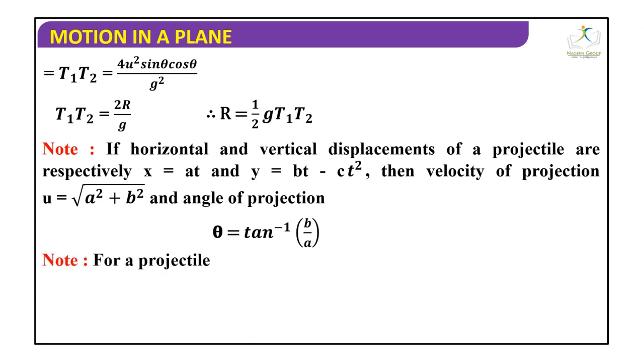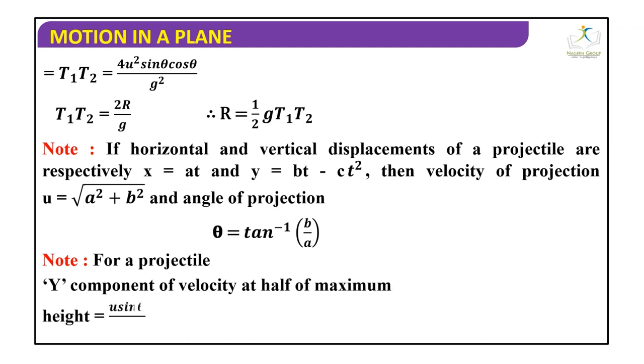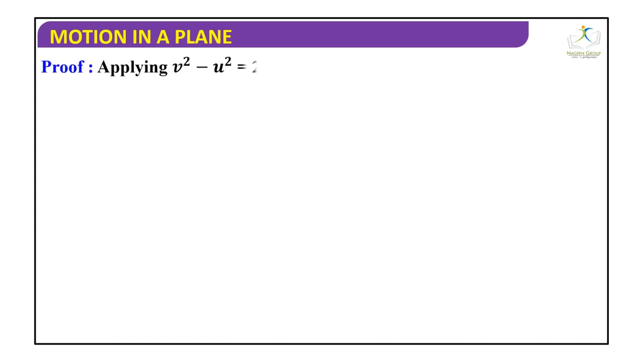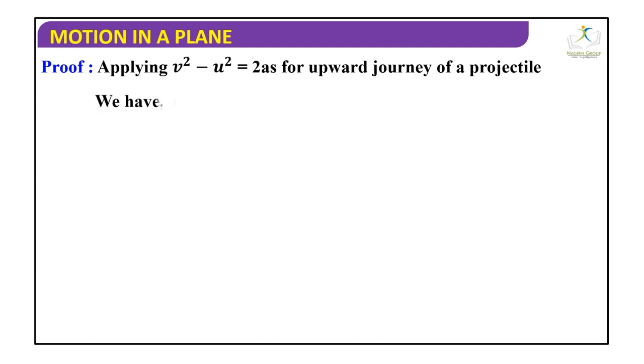Note the point, for a projectile, the y component of velocity at half of the maximum height is equal to u sine theta by root 2. And the proof which we have to do: applying v square minus u square is equal to 2as. For the upward journey of a projectile, we have u equal to u sine theta, and a is equal to minus g. S is equal to half of h, and the value of h we know is u square sine square theta by 2g.